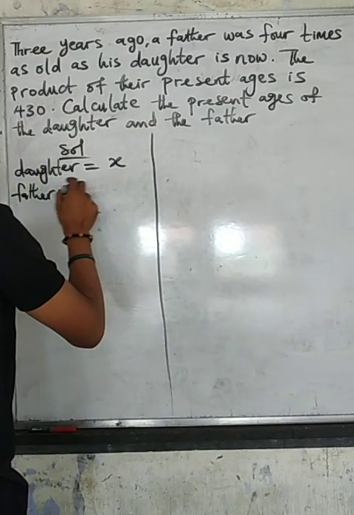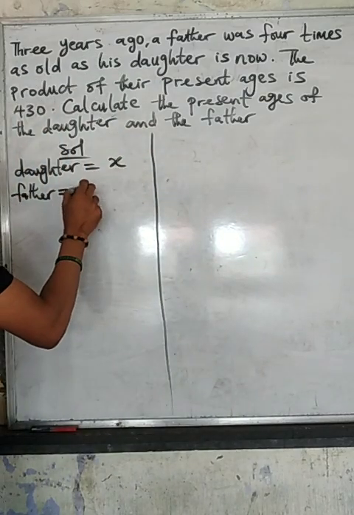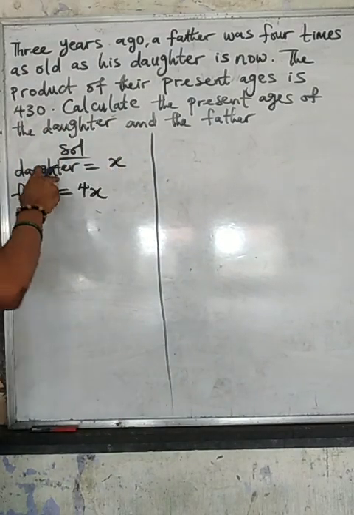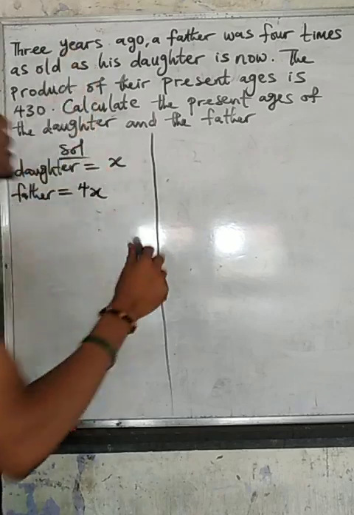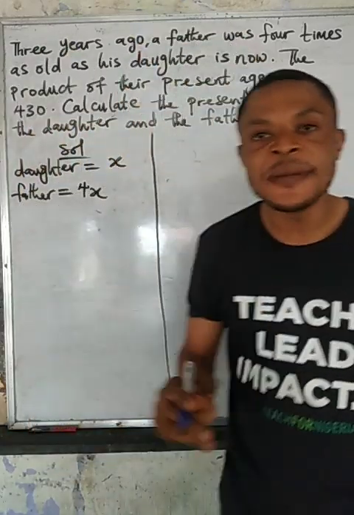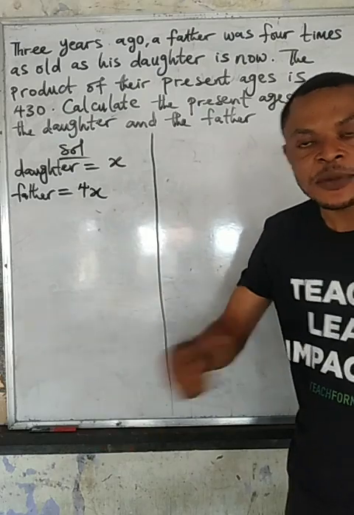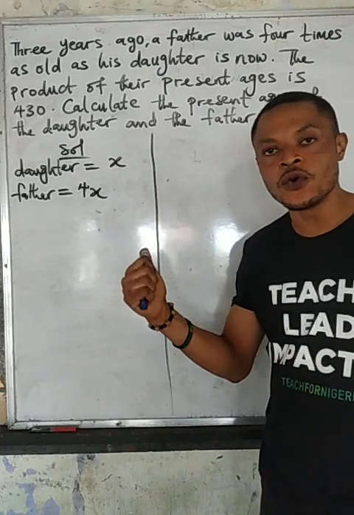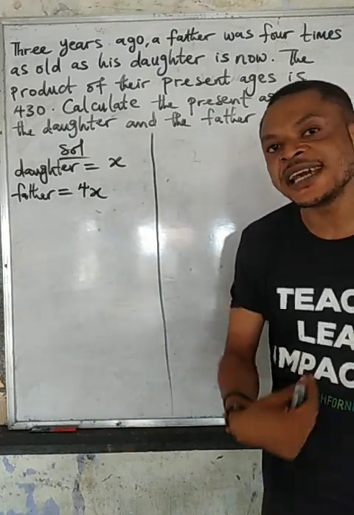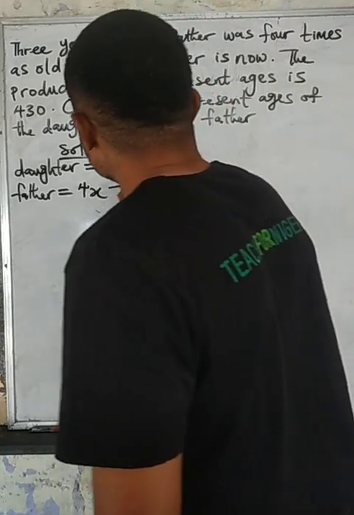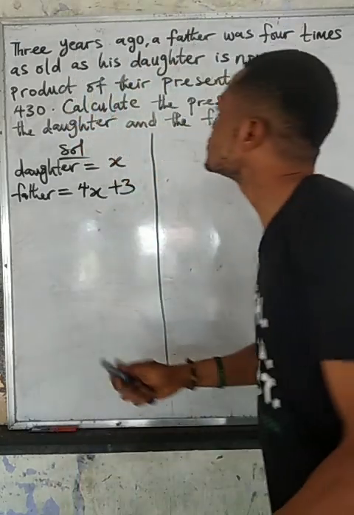That means the father was 4 times the age of the daughter. But that was when? That was 3 years ago. That means right now the father will be 3 years older, because we are talking about 3 years ago. Right now, the father must be 3 years older. That means it's going to be plus 3.